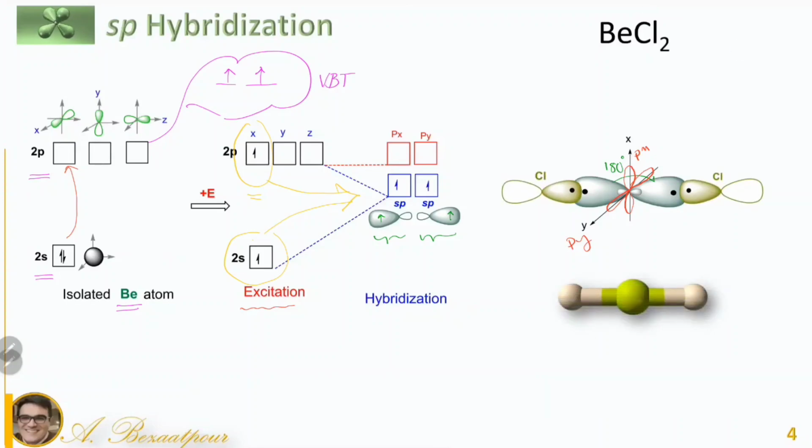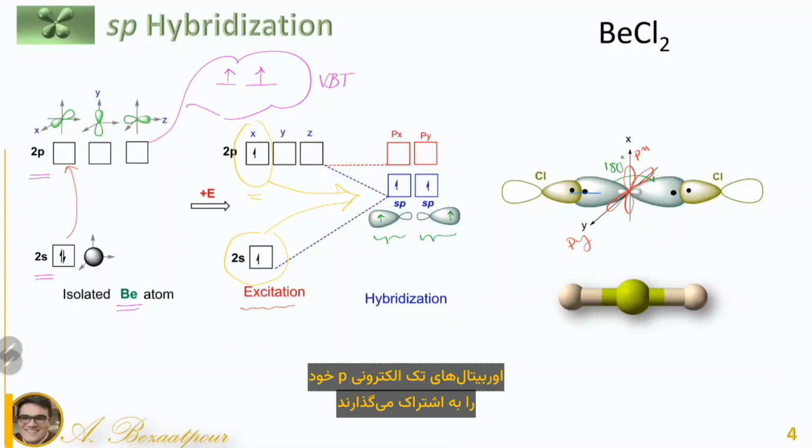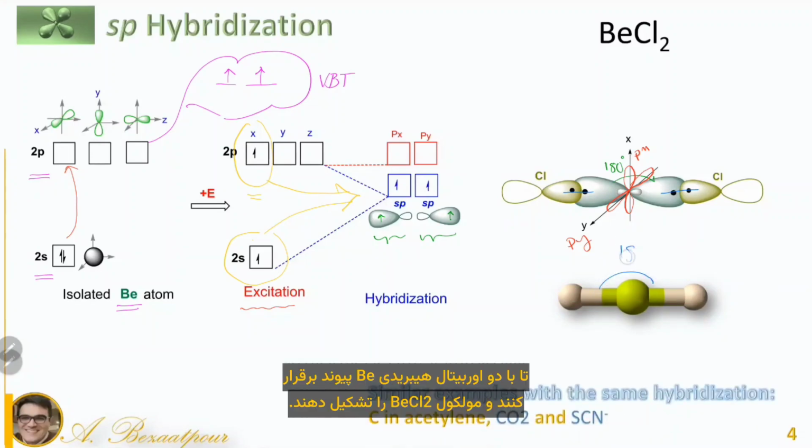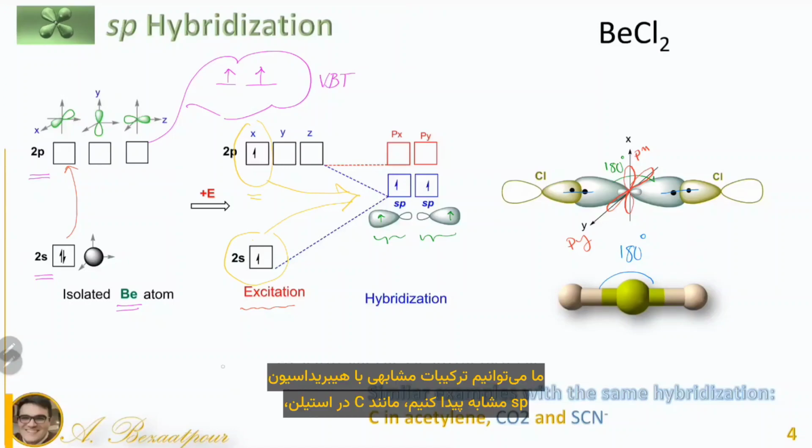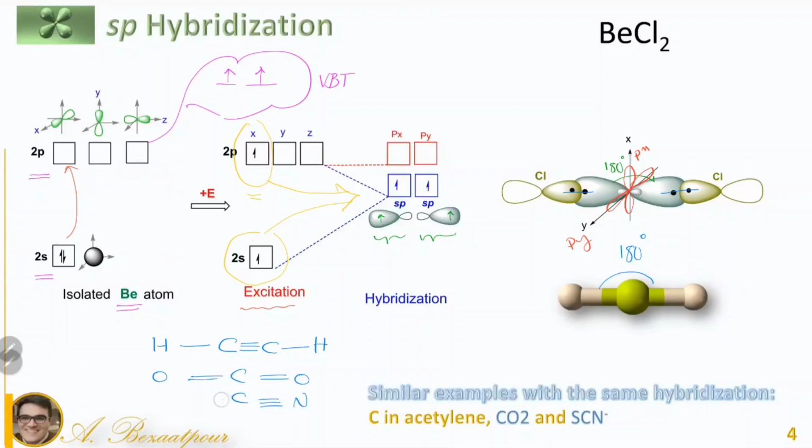Finally, two chlorine atoms share their single electron p orbitals to make bond with two hybrid orbitals of beryllium and form the BeCl2 molecule. We can find similar compounds with the same sp hybridization, such as the carbon in acetylene, carbon dioxide, and thiocyanate ions.